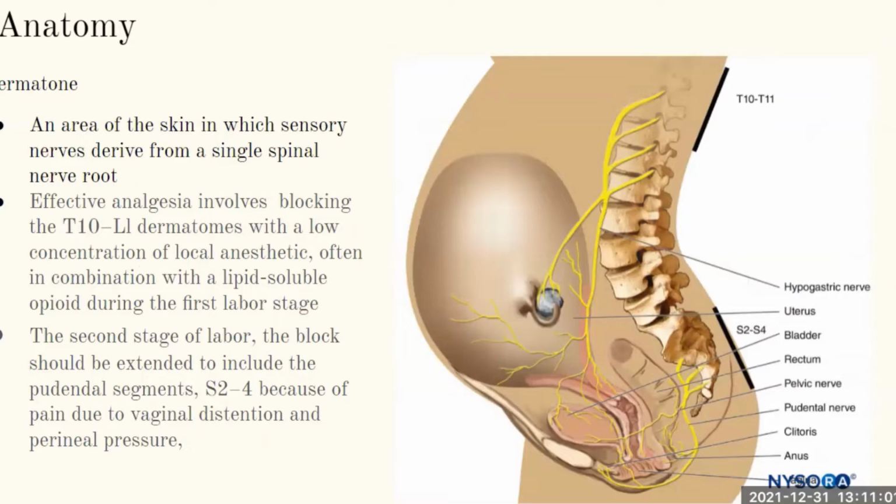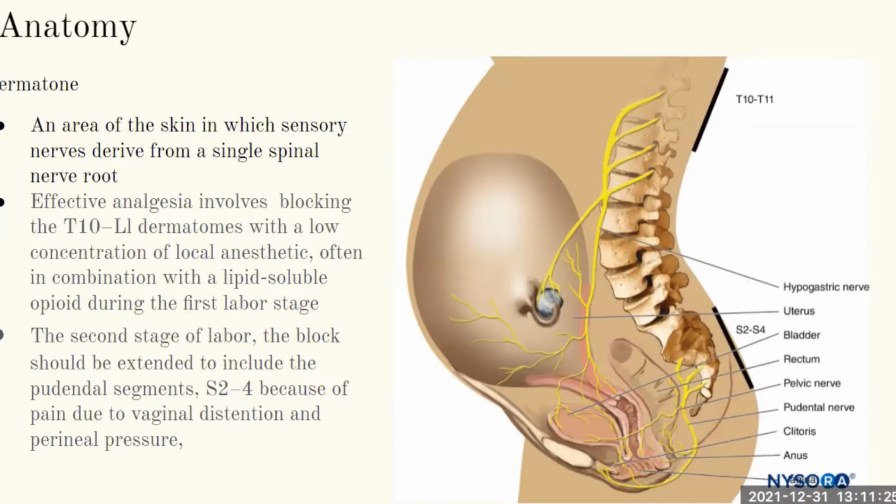I will be starting with the dermatomes. The dermatomes are those areas of the skin where the sensory nerves derive from a single spinal nerve root. When we give our epidural, we essentially want to block our nerve roots because those are areas where our sensory nerves are derived from. There are specific areas along the spinal cord where we want to be sure they are totally blocked during epidural analgesia. To have an effective analgesia, we want to block the area between the T10 to L1 dermatomes.